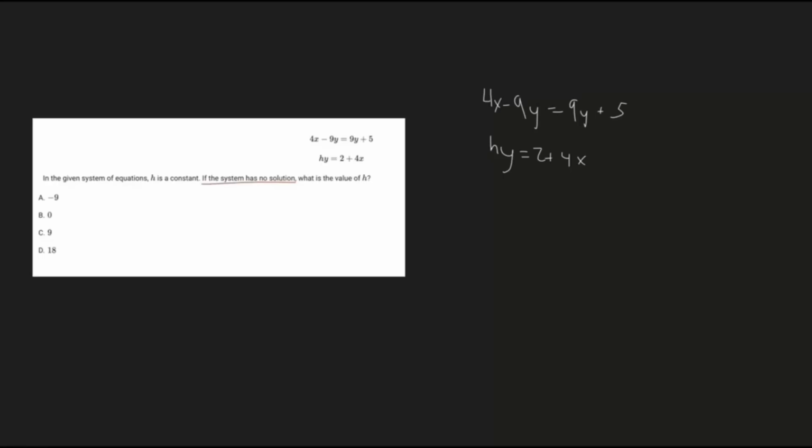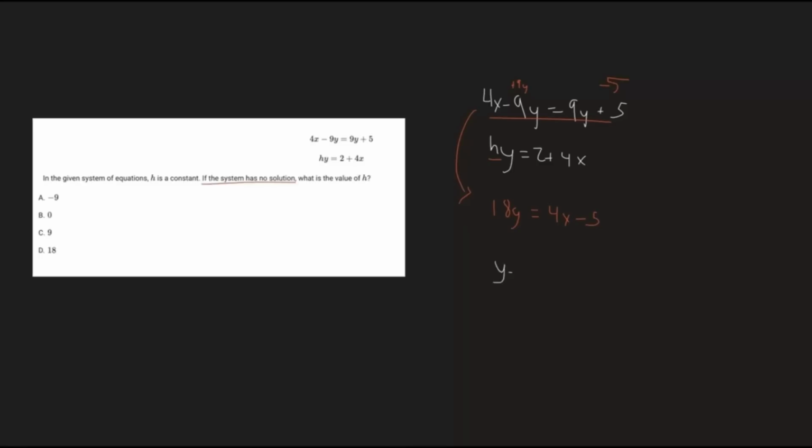So in order to find the corresponding value for the constant h, what we need to do is first put these equations into slope-intercept form. For the top one right here, we can add 9y to both sides, and then subtract 5 from both sides, just so we can isolate y. So we have 18y equals 4x minus 5. And now for slope-intercept form, this will just simplify: we divide both sides by 18.